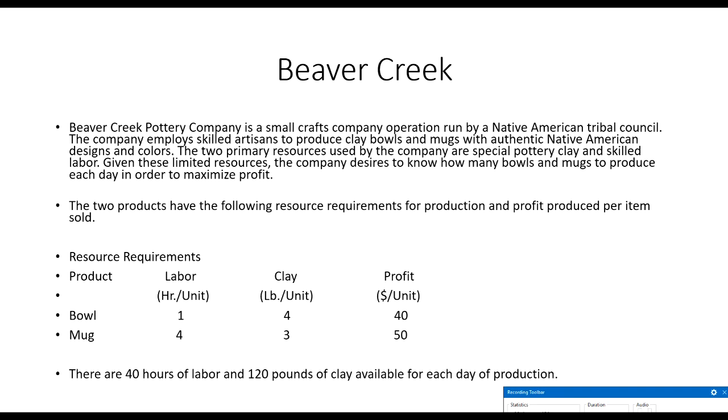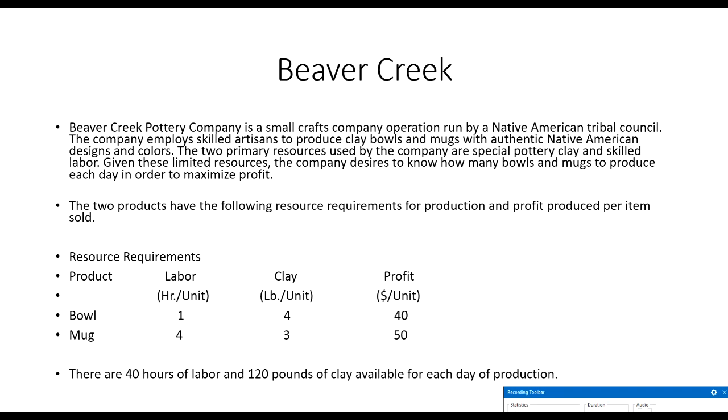So, let's go over here and we see that a bowl is 1 hour of labor, a mug is 4 hours of labor. A bowl is 4 pounds of clay, a mug is 3 pounds of clay per unit. A bowl generates $40 of profit and a mug generates $50 of profit. We have a total of 40 hours of labor and 120 pounds of clay available.